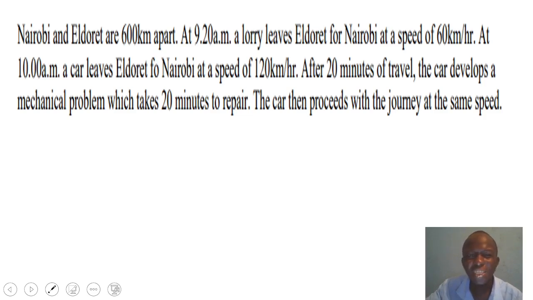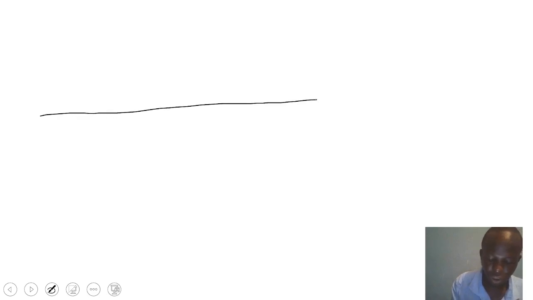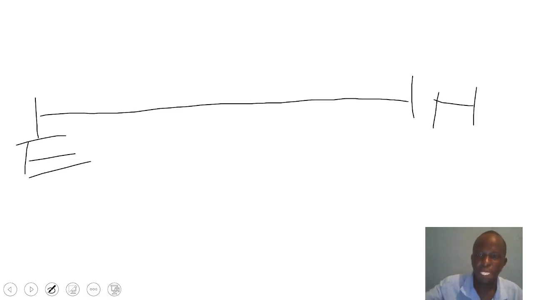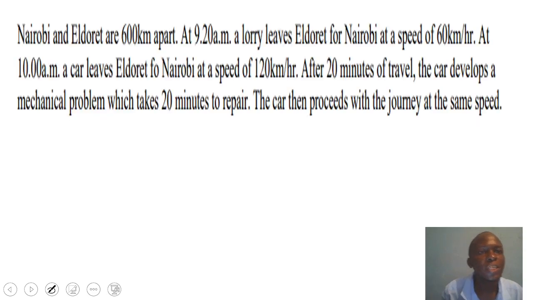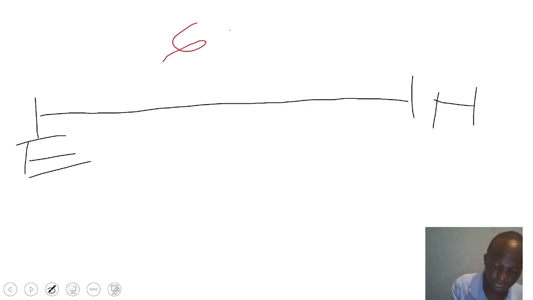So this is a relative motion relating bodies that are moving in the same direction. So let us have a sketch to illustrate the motions. Now we have two towns. We are going to use E for Eldoret and N for Nairobi, the capital city of Kenya. And we are told the distance is 600 kilometers apart.